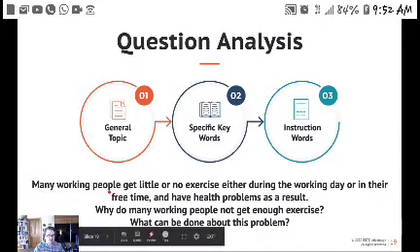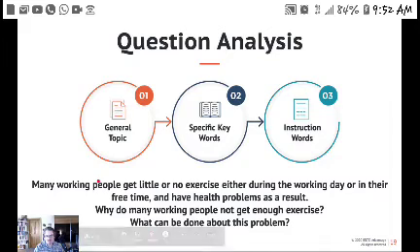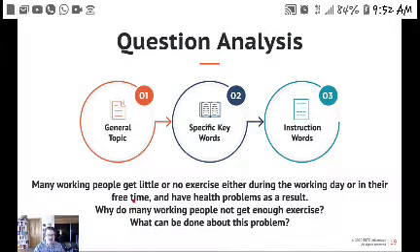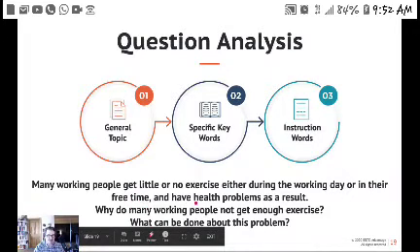So, many working people. This is not about school children, it is not about people who stay at home and don't work, it is not about old people who are retired, it is about working people. And it is about them getting little or no exercise either during the working day or in their free time. And the problem that this causes is they have health problems. So working people don't exercise, have health problems. That is the specific thing that we need to talk about.